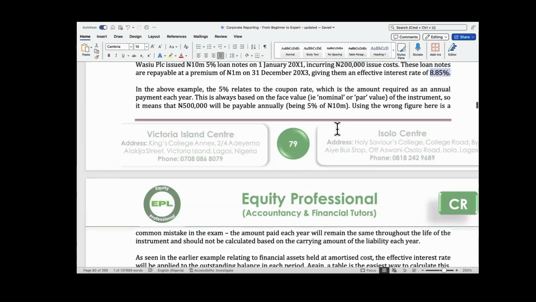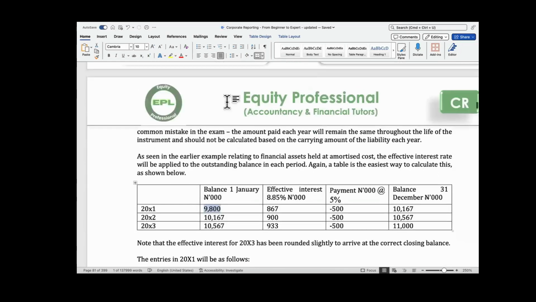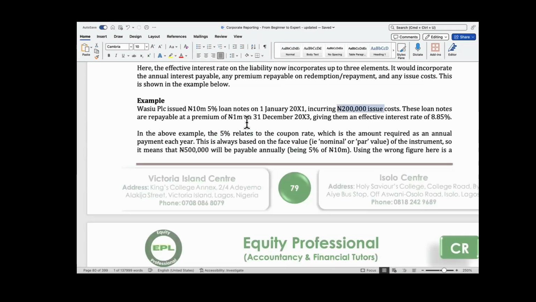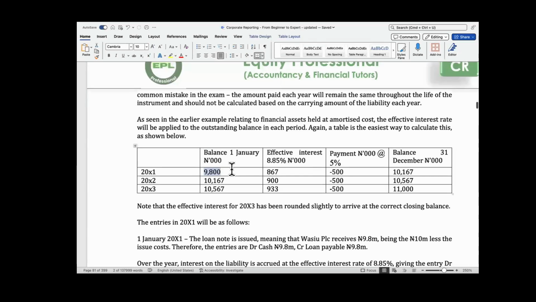So we'll use this table still, just like I've taught you before. But in this case now, we collected 10 million and we are incurring an issue cost of 200,000. Don't forget, for financial liability, we initially measure it at net proceeds. So 9.8 million. So 8.85%, which is the effective interest, multiplied by 9.8 million, that gives us 867.